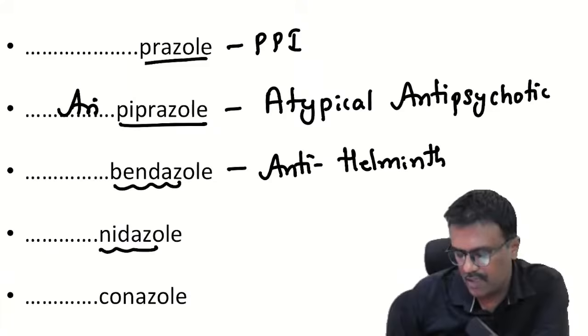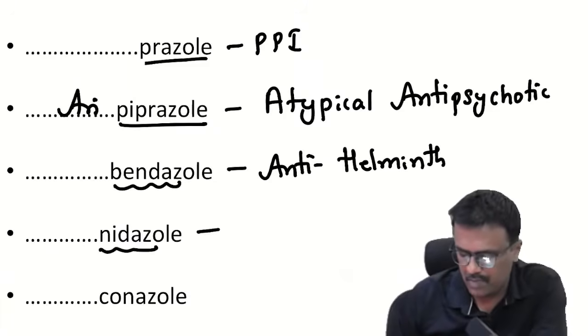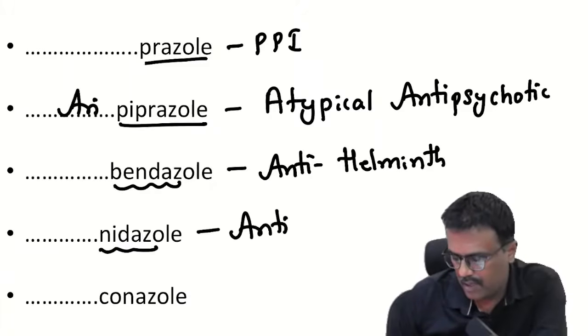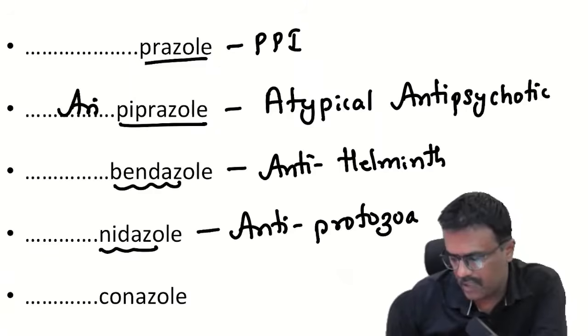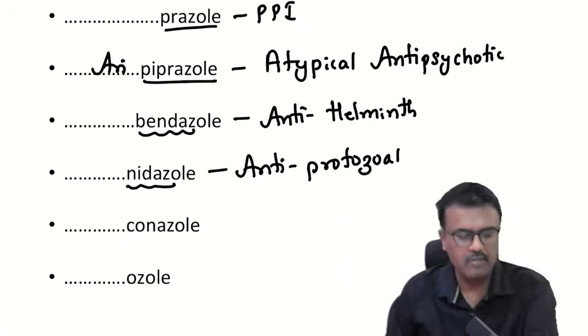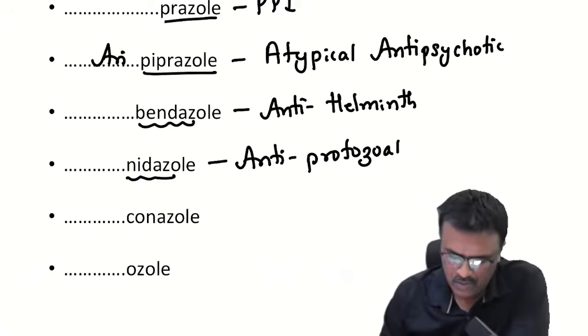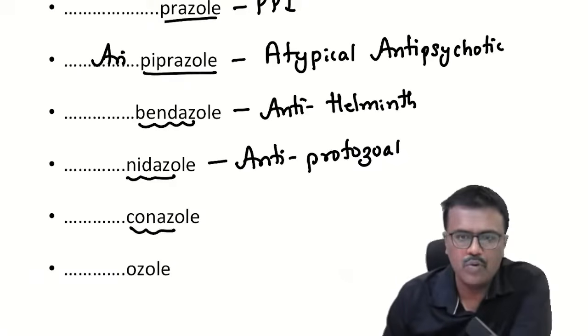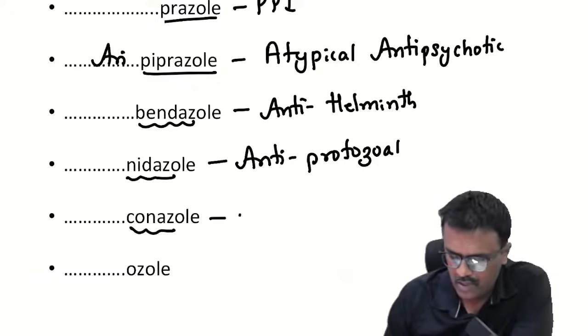If a drug ends with nidazole, metronidazole, it is anti-protozoal. Because many a time, identifying the drug only, you will make mistakes. Conazole, fluconazole, luliconazole, ketoconazole, they are antifungal.